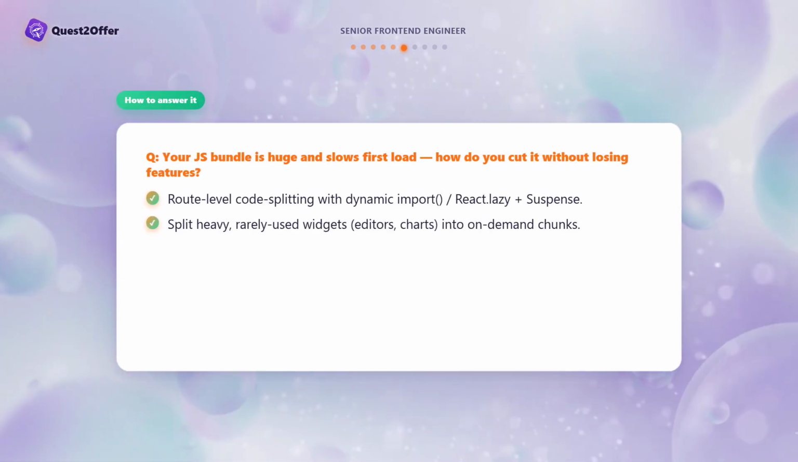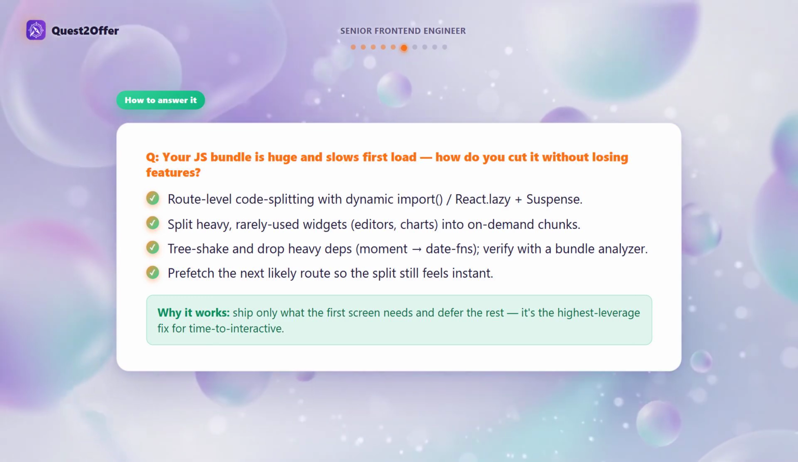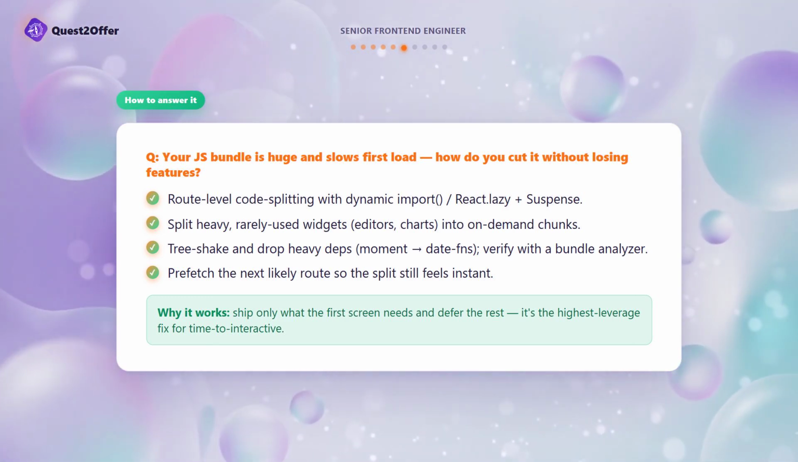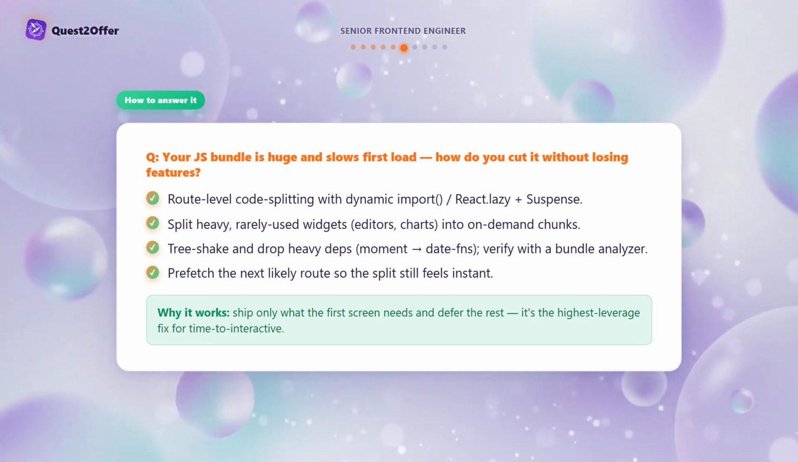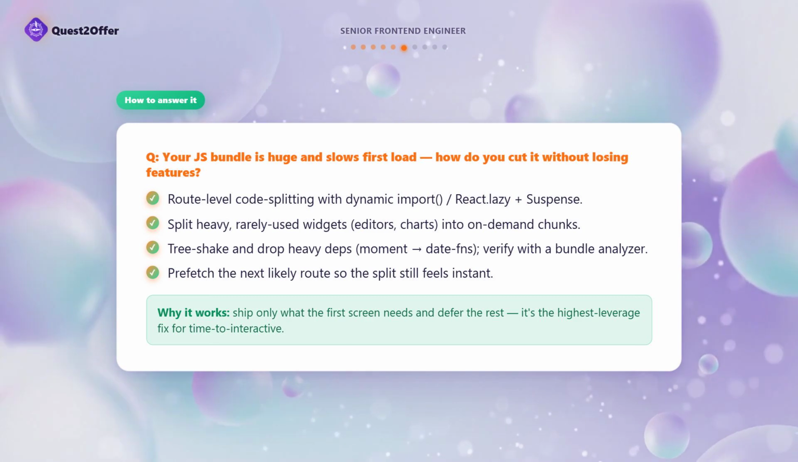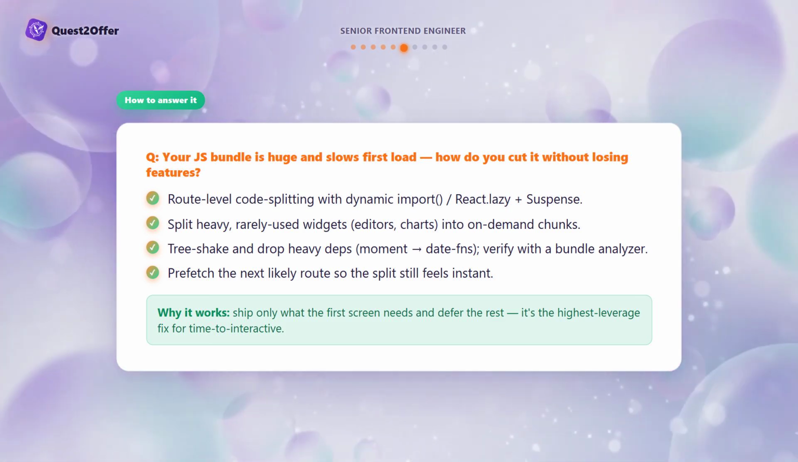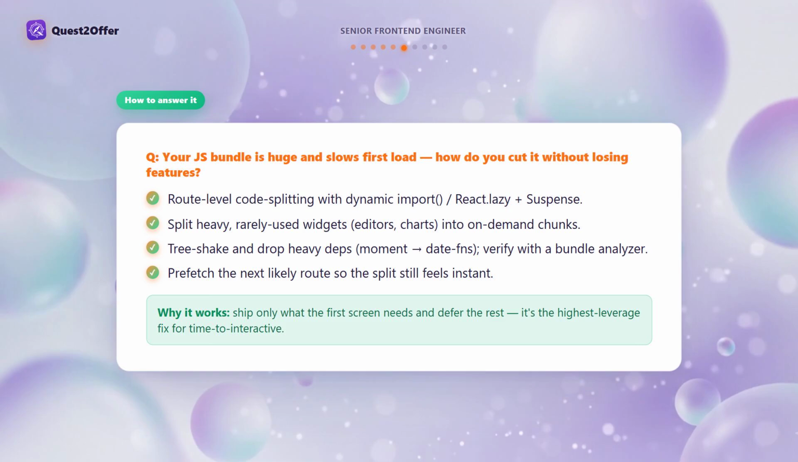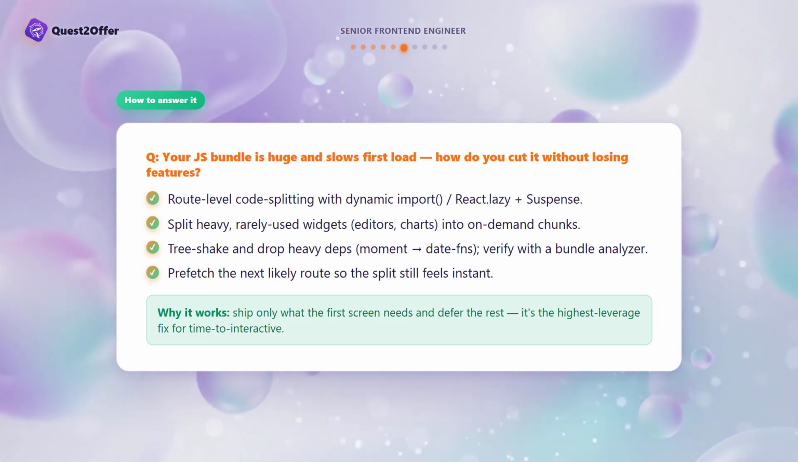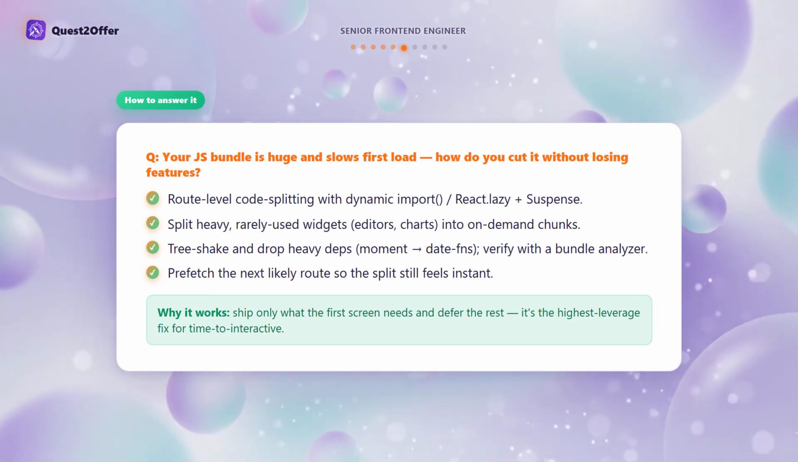Split at the root level with dynamic import and React.lazy plus Suspense, so each page loads its own chunk. Pull heavy, rarely used widgets, editors, charts, into on-demand chunks. Tree shake, swap bloated dependencies like moment for date-fns, and verify with a bundle analyzer. Then prefetch the next likely route so it still feels instant. Ship only what the first screen needs.